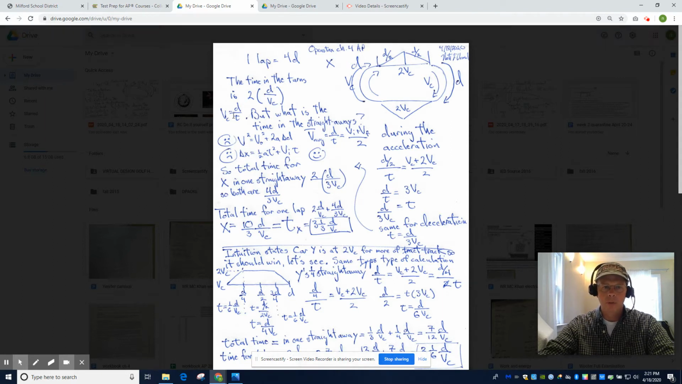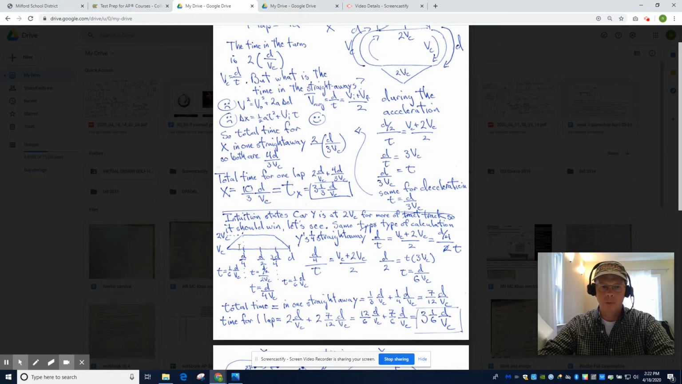Speed equals distance over time. If average velocity equals displacement over time, then time equals displacement divided by average velocity. So here's the time to get through the 2 turns. Like I said, got to go back to elementary school and do common denominators. 6/3 plus 4/3 is 10/3, or 3 1/3 D divided by VC. That's the time for car X.